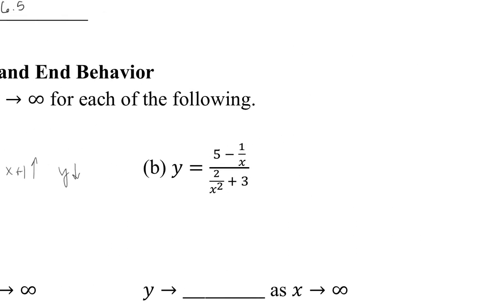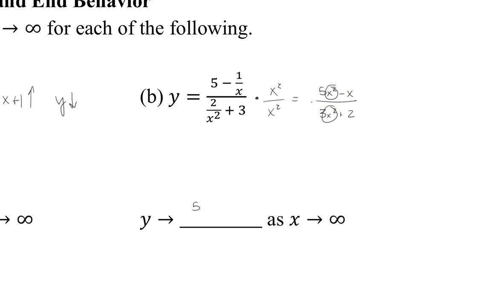Moving on to the next one, it's not super clear from the get-go. So what I'm going to do is multiply it by x squared over x squared, which will give us 5x squared minus x over 3x squared plus 2. If we notice, the power is the same on top and on bottom, which means that as x gets really big, y is going to become the ratio of those two values, or 5 over 3.